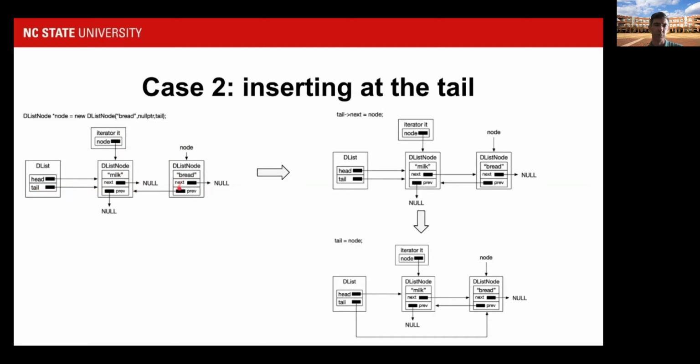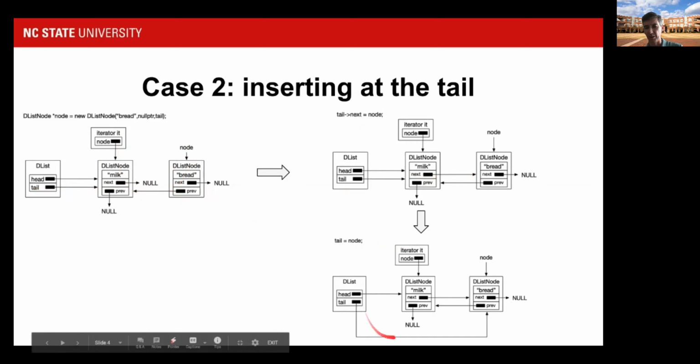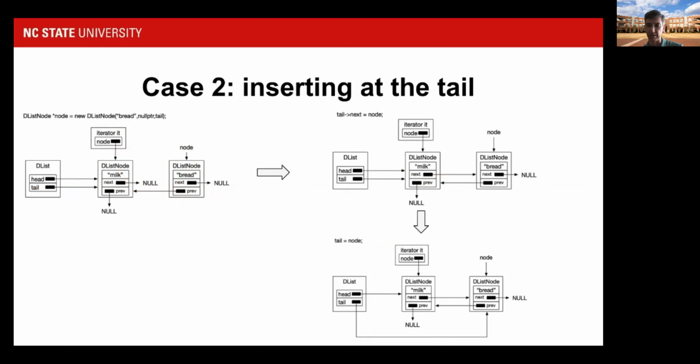I allocate a node whose previous pointer is pointing back to the current tail. Then I update tail next to point to this new node. It draws in that link. And then I set the tail to point to the new node to finish indicating that this new node is in fact the one at the tail.